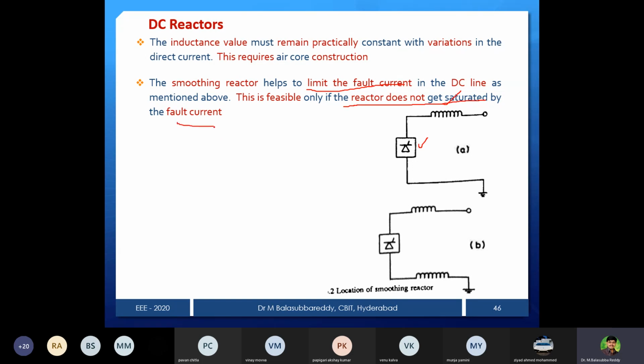But in some cases, there is another reactor also, the saturable reactor. Sometimes it may be used in the chopper case also, what you call the Morgan chopper. If you remember from power electronics, there is a Morgan chopper, which uses a saturable reactor. That will function a little bit like a switch only.